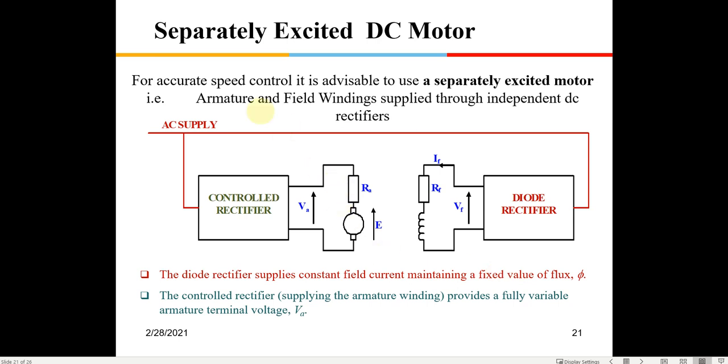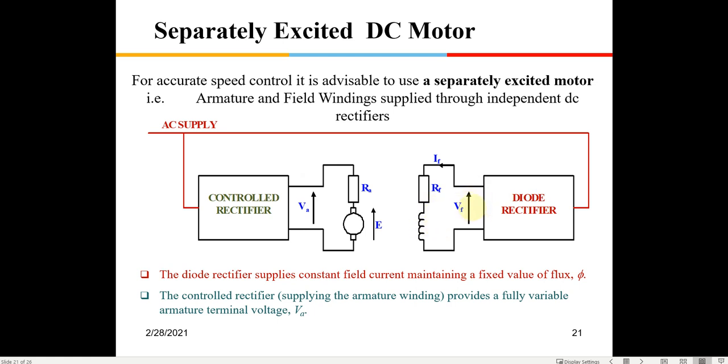Now if you have separately excited DC motors, this is generally where you are applying the field current separately through a diode rectifier, and this is a controlled rectifier. So you can use this kind of configuration wherever you want to control the speed of the DC motor. Either you can increase the voltage applied to the armature coil to increase the speed, or you can decrease the field current to increase the speed.